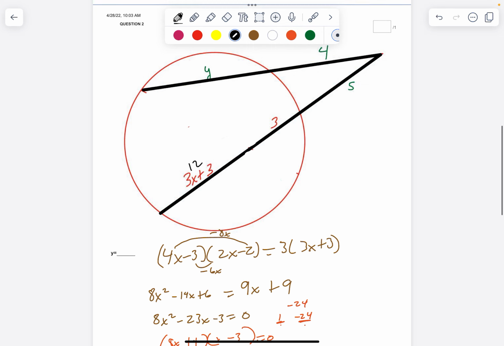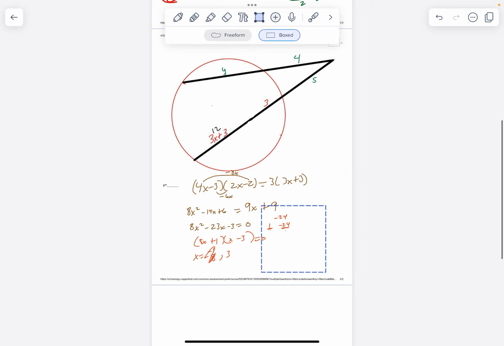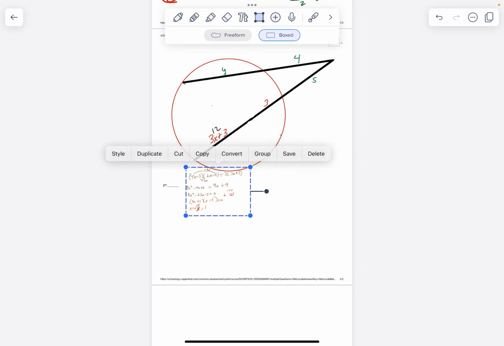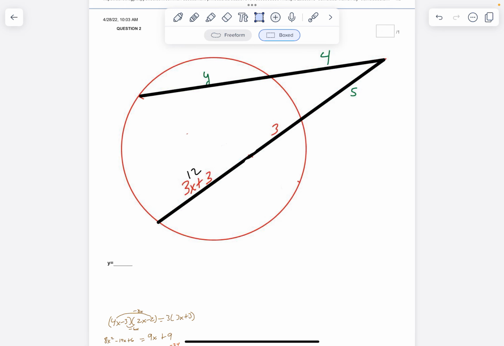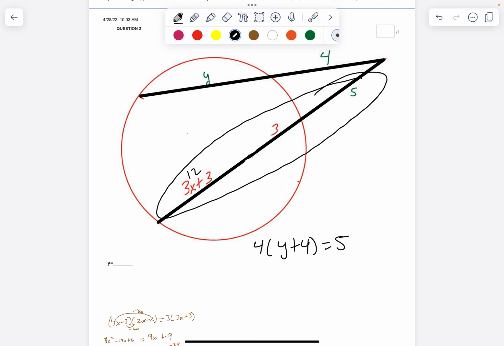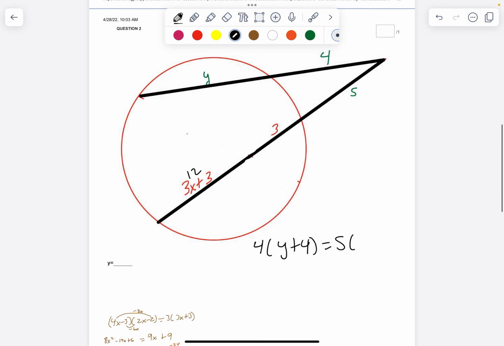And the rule for secants is outside times total equals outside times total. So for the first part, the outside is 4 times the total is y plus 4. Equals, on the second one, the outside is 5. When I say total, I mean you're adding these. You're combining like terms. So the outside is 5. The total would be 5 plus 3 plus 12, or 20. So 4y plus 16.